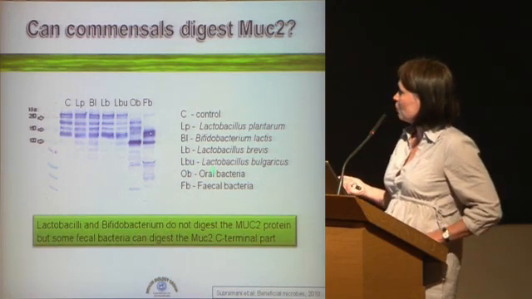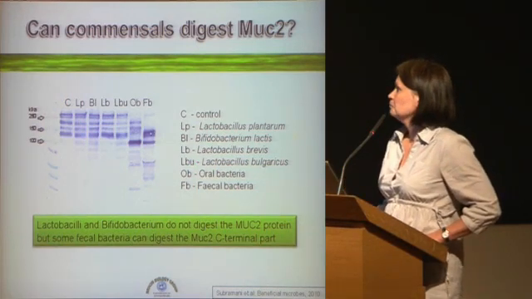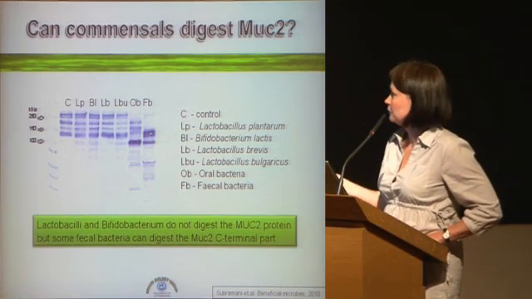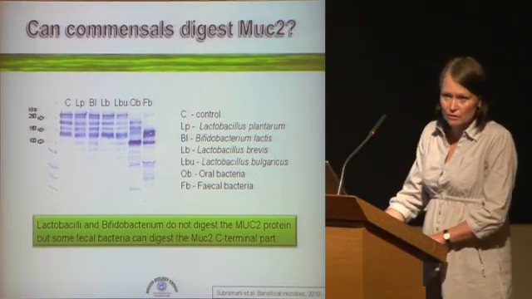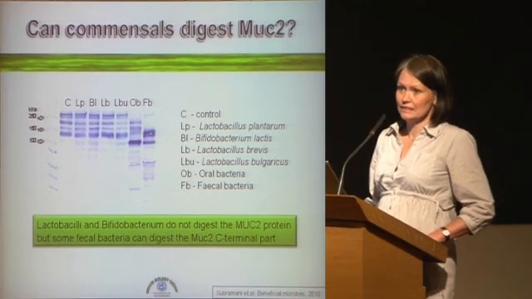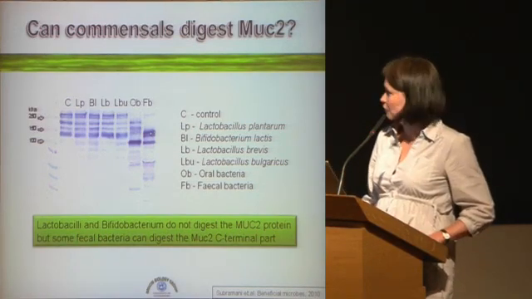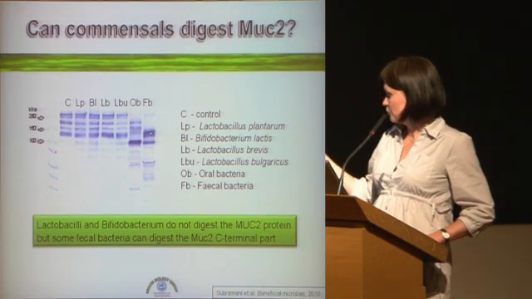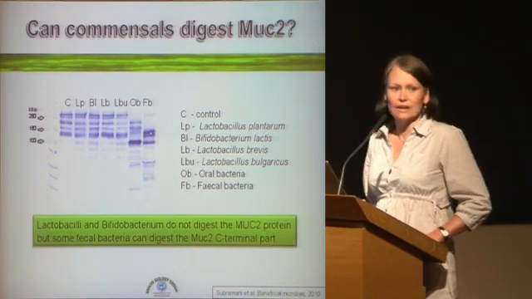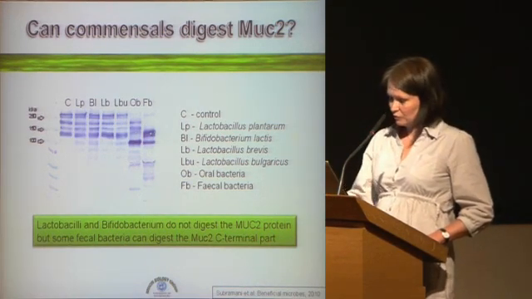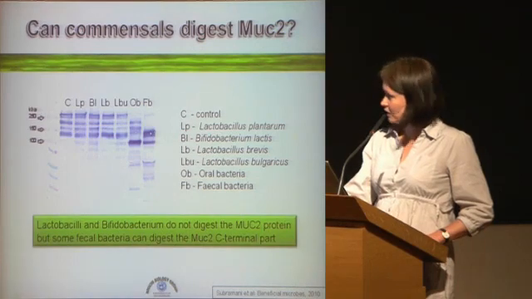But if we take just an oral or fecal sample with mixed bacteria, we do get some kind of cleavage, indicating that there might be some microbes of the commensal flora that actually are able to cleave, to a certain degree at least, some of the Mac2. And maybe if you have a little bit too much of these, you will have a less good barrier that protects you. But this is something that, of course, needs further exploring.